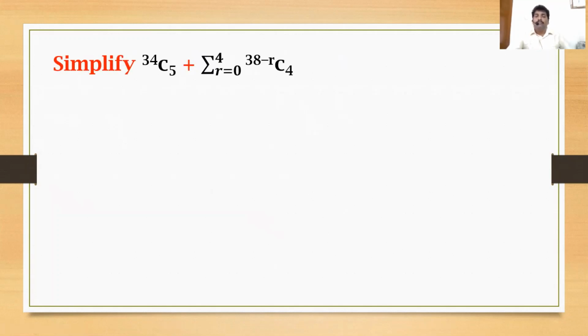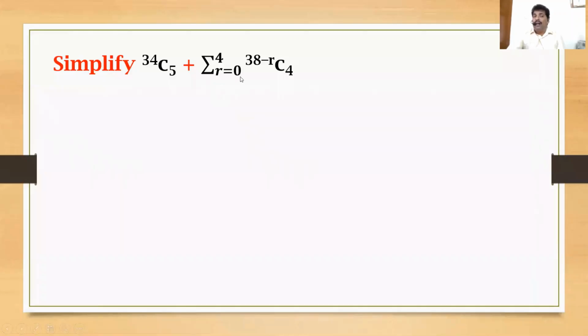Simplify 34C5 + Σ (r = 0 to 4) of (38 − r)C4. Here, in the place of r, what you have to write is 0 to 4. Sigma indicates summation. Summation means sum of all the terms.